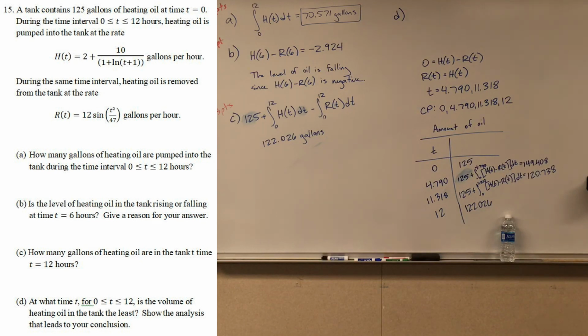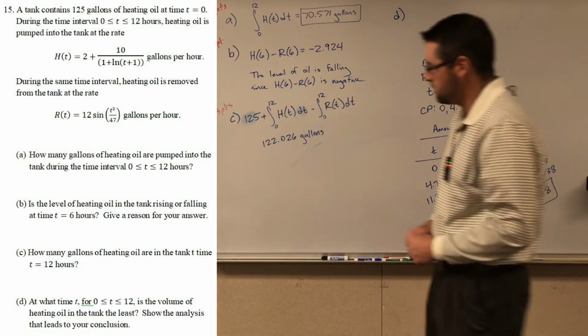So let's reread the question. At what time is the volume of heating oil in the tank the least? So, where's the least? Okay, so our answer is when t equals 11.318. Notice the question, at what time? It could have very easily said, what is the minimum amount, right? So in this case, it's at what time? So when t equals 11.318. You guys okay with that?